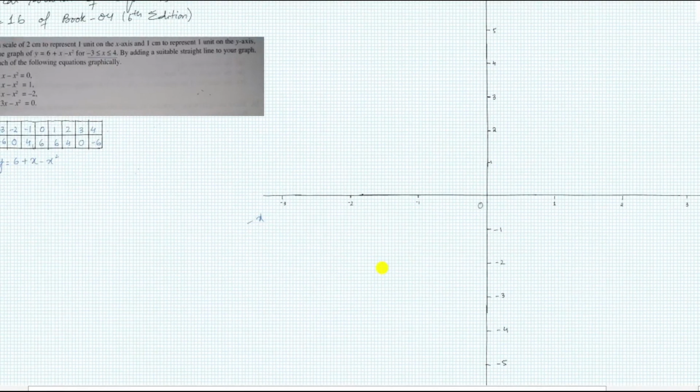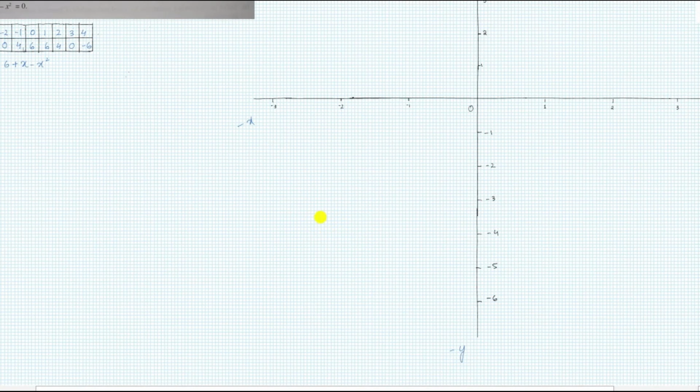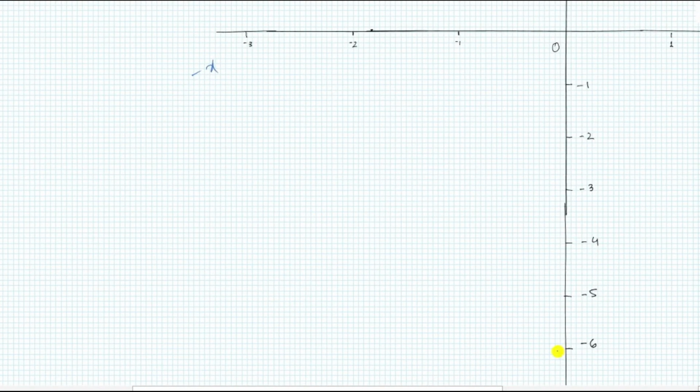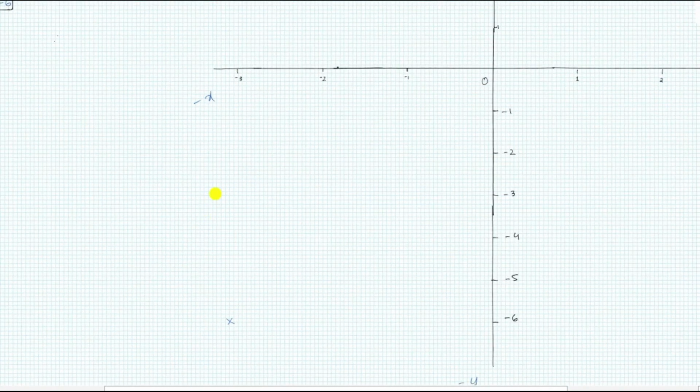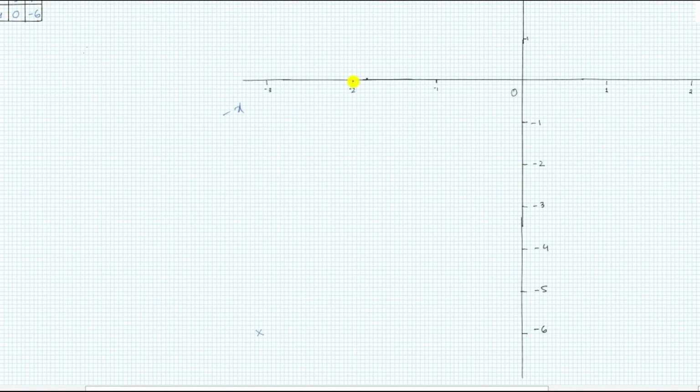The first value is minus 3 and minus 6. So here we have minus 3 and along with this minus 6. So we will mark this value on the graph paper. Then the next one is minus 2 and 0. So here we have minus 2 and 0 on the same point, because on the x-axis all y values are 0.